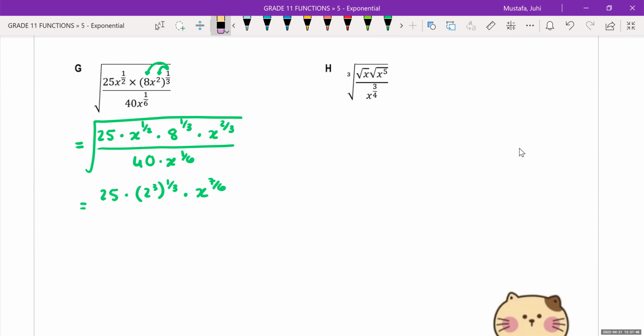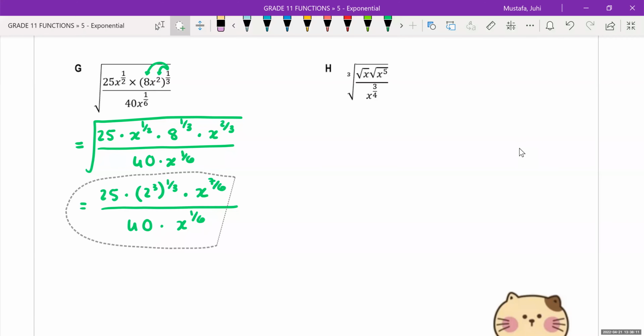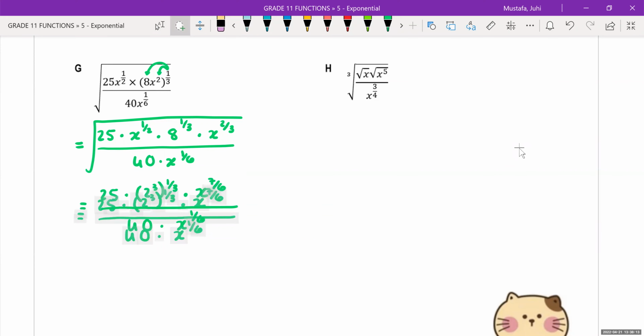Okay, so I've done two things here. I've changed the 8 to another base, so I can try to simplify that exponent a little bit. And I've used power laws for x to the power of a half and x to the power of 2 over 3, and I get x to the power of 7 over 6, all over 4 times x to the power of 1 over 6. And this whole thing needs a big square root sign, because the question has it.